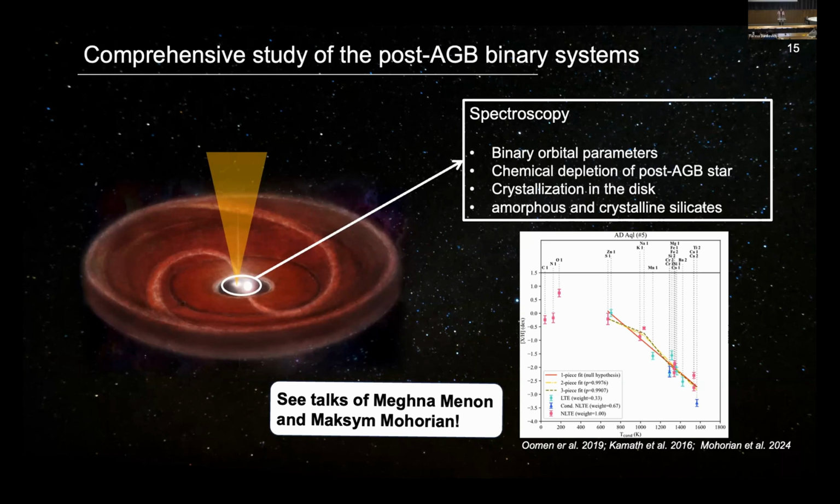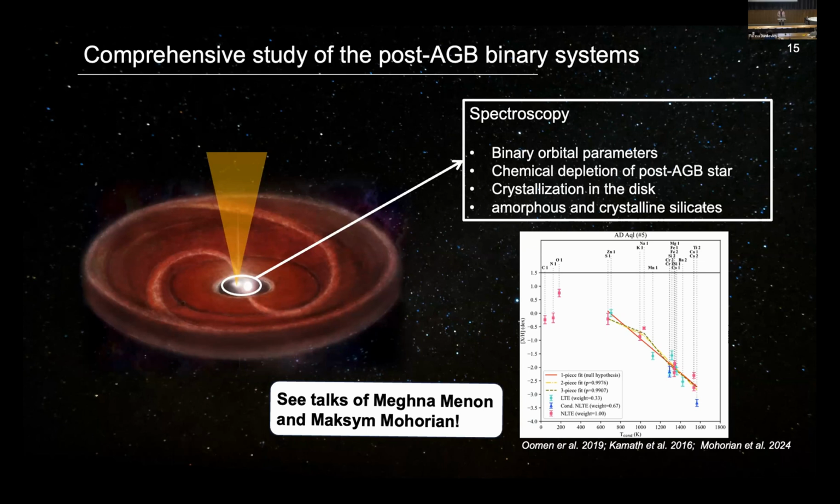I'm not going to talk a lot about spectroscopic details, so if you're interested in this particular part of the post-AGB systems, please come tomorrow to the talks of Magda Menon and Maxime Macquarie. But I just want to highlight that the depletion pattern of refractory elements that we see here is very similar to what we see in young stellar objects as well.